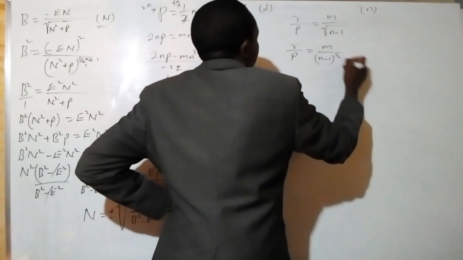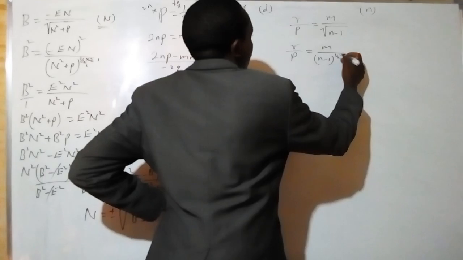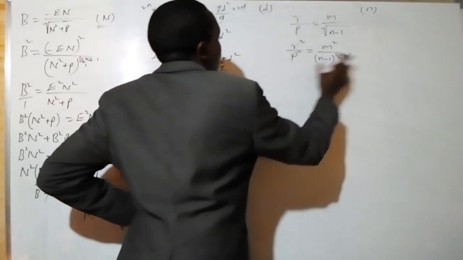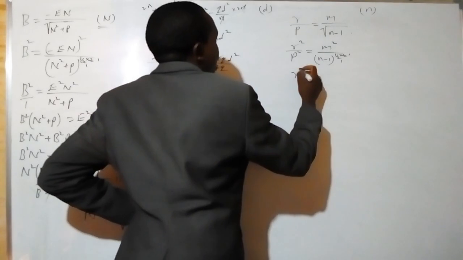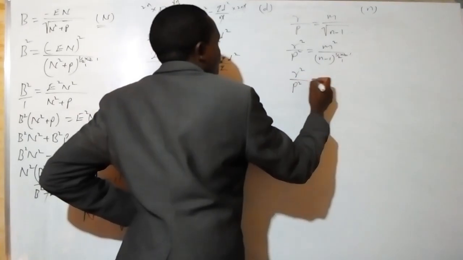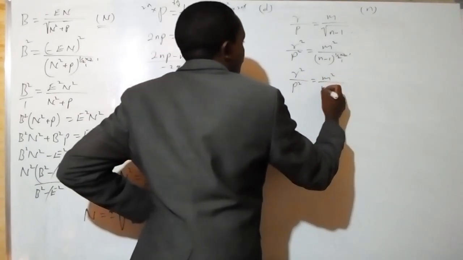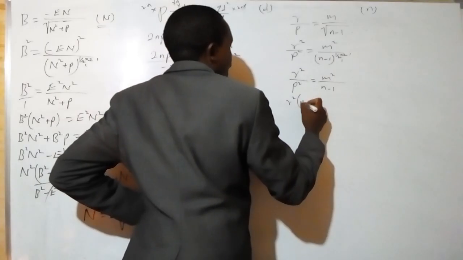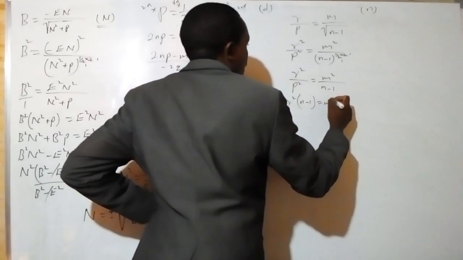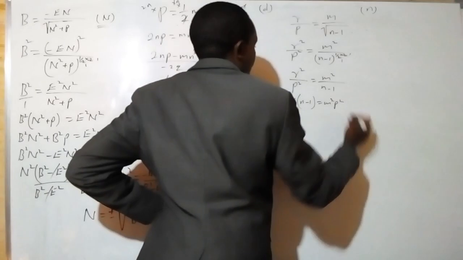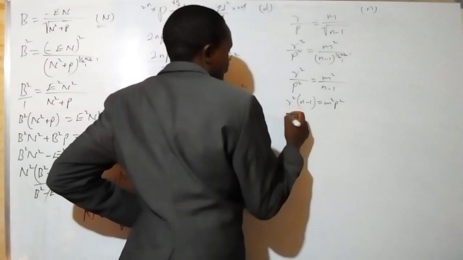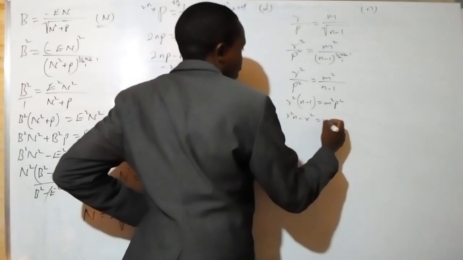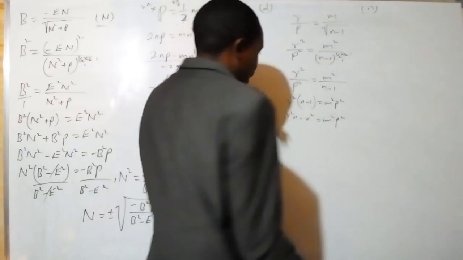We square throughout, the power 2 and the power a half cancel, so that you can open the bracket. We are going to have r squared over p squared is equals to m squared, n minus 1. Multiplying across, r squared, n minus 1 is equals to m squared p squared. You expand r squared n minus r squared is equals to m squared p squared.